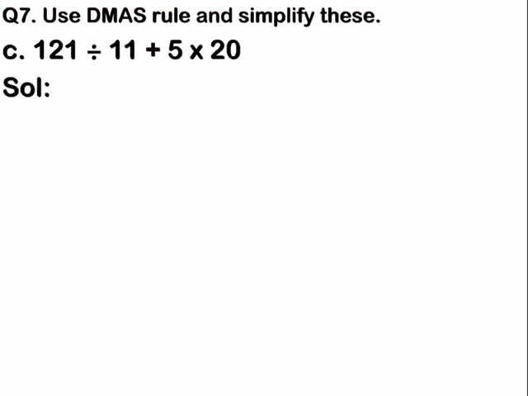Question number 7. Student, question number 7 and part C. Today we will solve part C, that is 121 divided by 11 plus 5 multiplied by 20. Student, today we will solve this question according to the mass rule. First we will write solution, then we will solve the question, that is 121 divided by 11 plus 5 multiplied by 20.